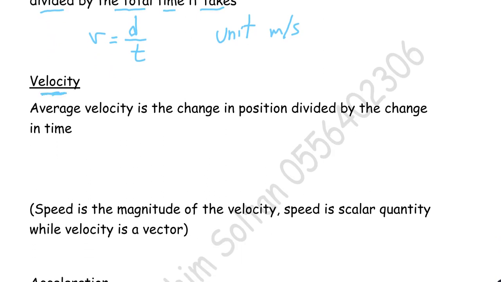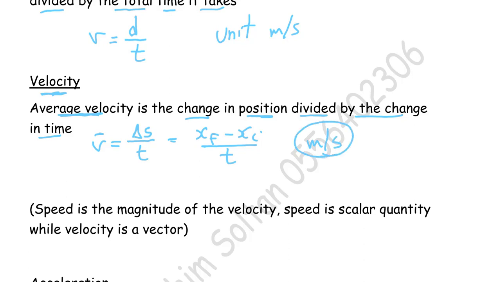For velocity, it is speed in a specific direction, or speed with direction. Average velocity is the change in position divided by the change in time. So average velocity equals delta x or delta s over t, and it equals x final minus x initial over the change in time, and it has the same unit, meter per second.